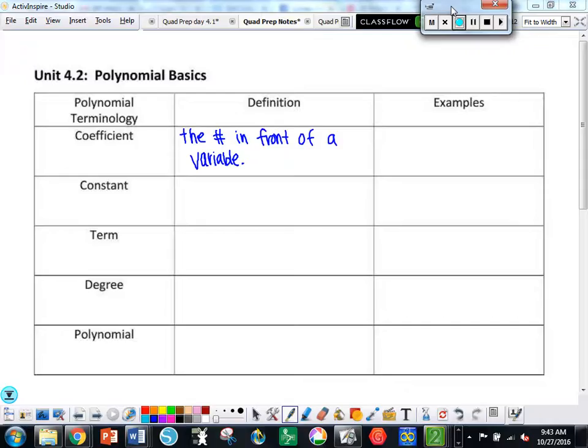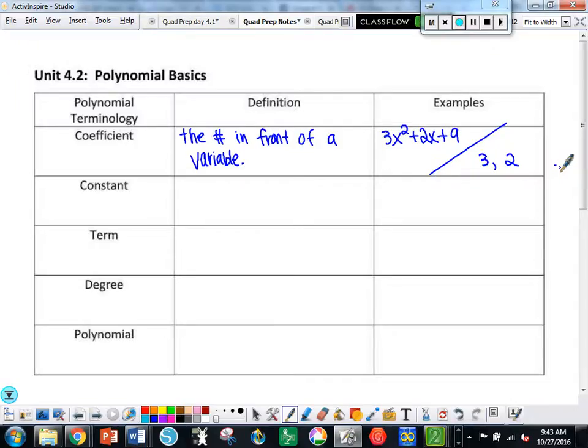For example, if I gave you 3x, the coefficient would be 3. Now, if it was longer like that, I have two different variables, right? That means I have two different coefficients, 3 and 2. So you would just list all of them.